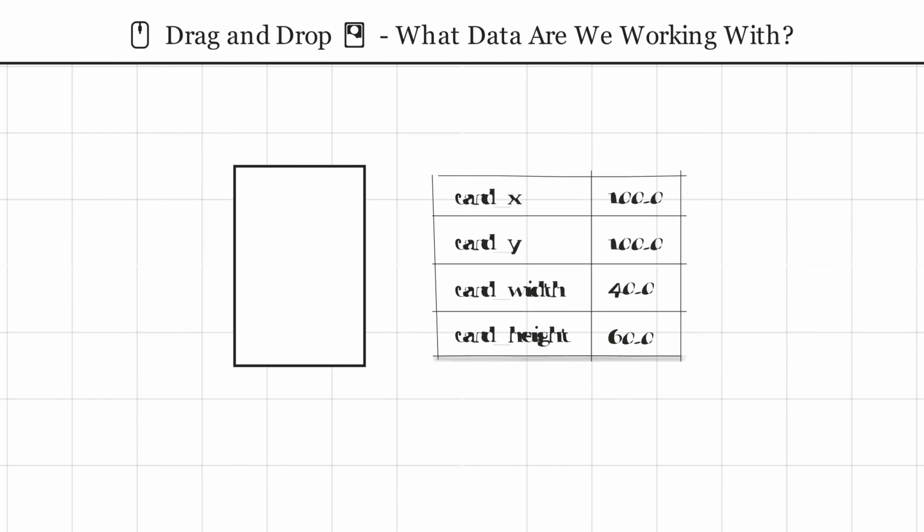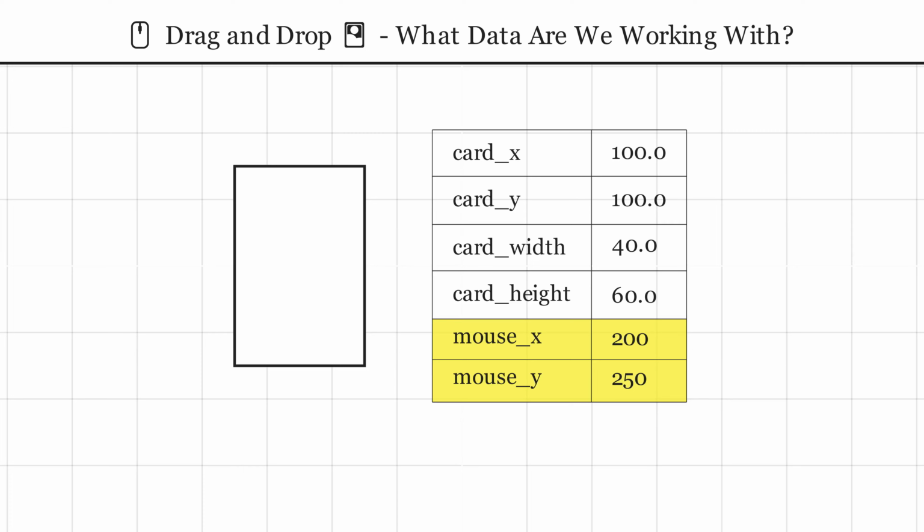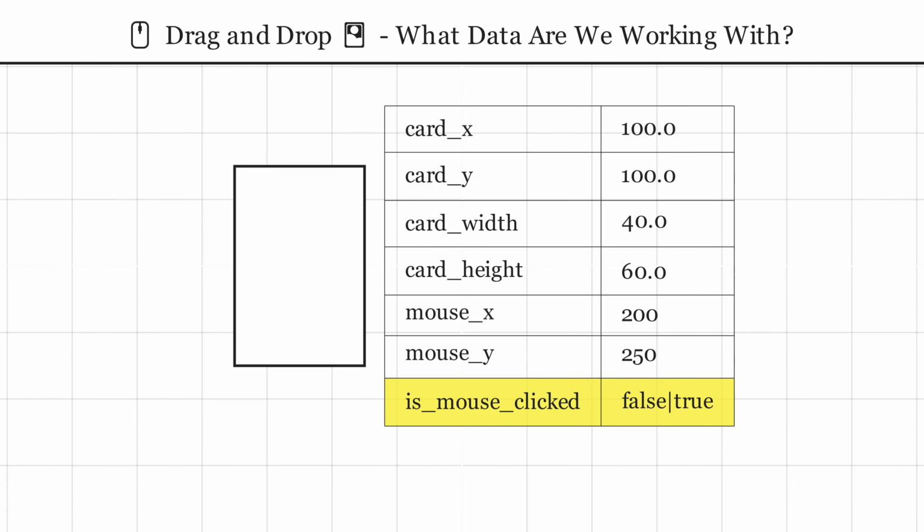In addition to the card, we also have other data, right? So we have a mouse position. This is the XY coordinate of the mouse, similar to our XY coordinate for our card. Then we have the value of the left mouse button. So is it clicked down or not? It's a Boolean, true or false.